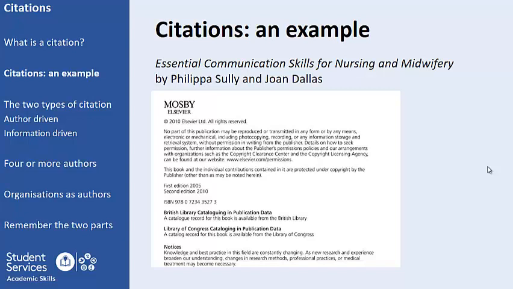The source I'm using for this example is a book called Essential Communication Skills for Nursing and Midwifery by Philippa Sully and Joan Dallas. We can see from the copyright page in the book that it was published in 2010. Now that we have authors' surnames and the date of publication, we have two of the three pieces of information required for a citation when paraphrasing from a source.